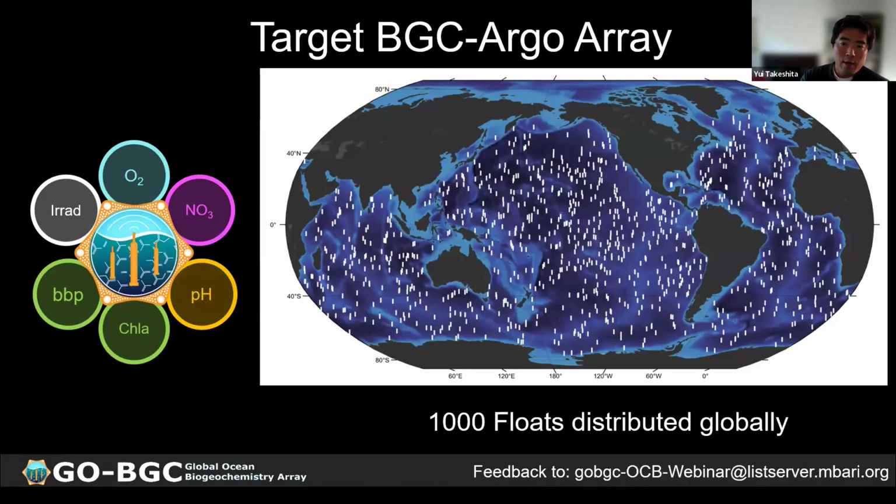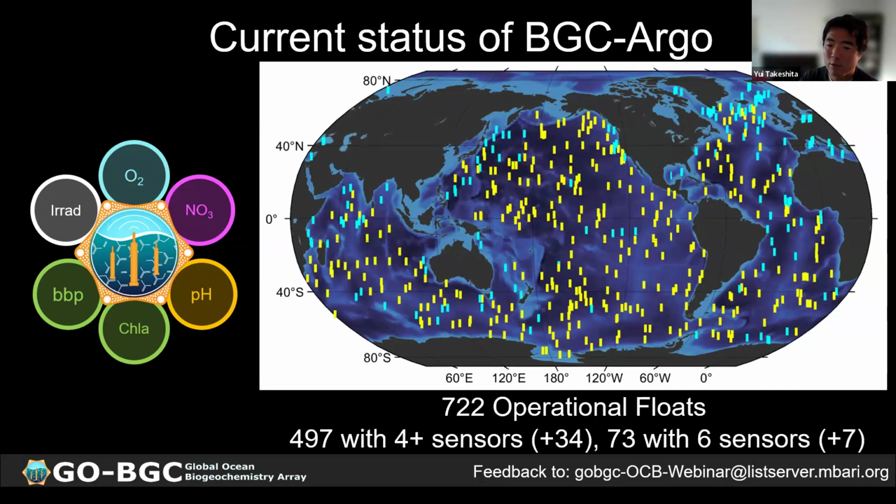Okay, so this is a hypothetical 1,000 float distribution of BGC Argo floats. Currently, there are 722 operational floats globally, according to OceanOPS. If a float has at least one BGC sensor on it, typically oxygen, it counts as a BGC float. Out of that 722, about 497 have 4+ sensors. That's 34 more than at the previous webinar we had a couple months ago. And now there are 73 with 6 sensors, which is 7 more. In this map, the floats deployed through the SOCCOM and GO-BGC projects are shown in yellow, and the international deployments are shown in blue.